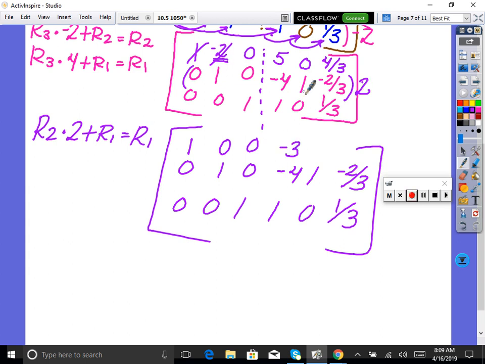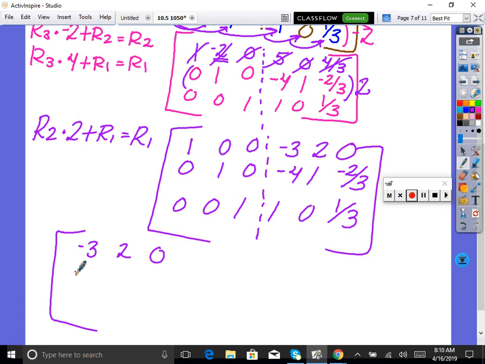Very good. 2 times 1 is 2. 2 plus 0 is 2. 2 times negative 2/3, guys, you multiply straight across. That's negative 4/3. Negative 4/3 plus 4/3 is 0. Now look, you have your left side into reduced row echelon form, or the identity matrix, same thing in this instance. So our answer, our inverse, is negative 3, 2, 0. Negative 4, 1, negative 2/3. 1, 0, 1/3. Boom, there's your inverse.